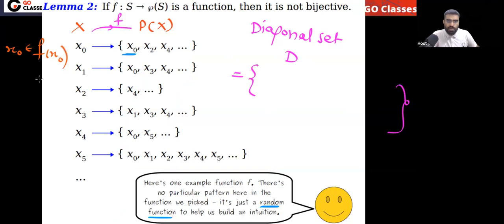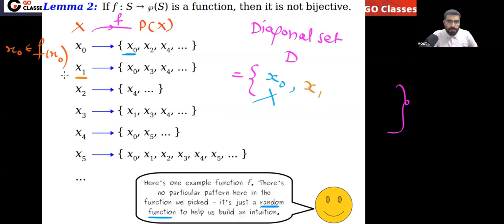X0 belongs to Fx0, so I will not put X0. Okay, what about X1? Yes, I will put X1. Why?